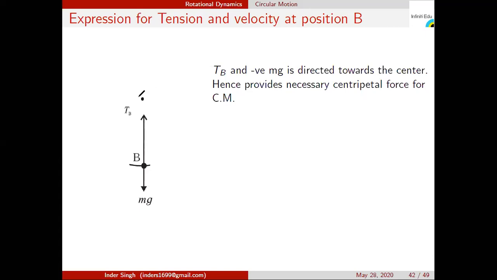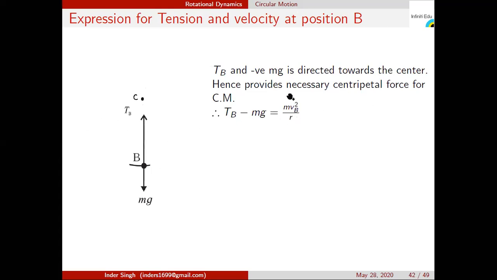So this is what a center you have to draw and a complete circle you have to draw. Direction is very important, in which direction it is moving: anticlockwise direction. So TB minus mg is nothing but the centripetal force.